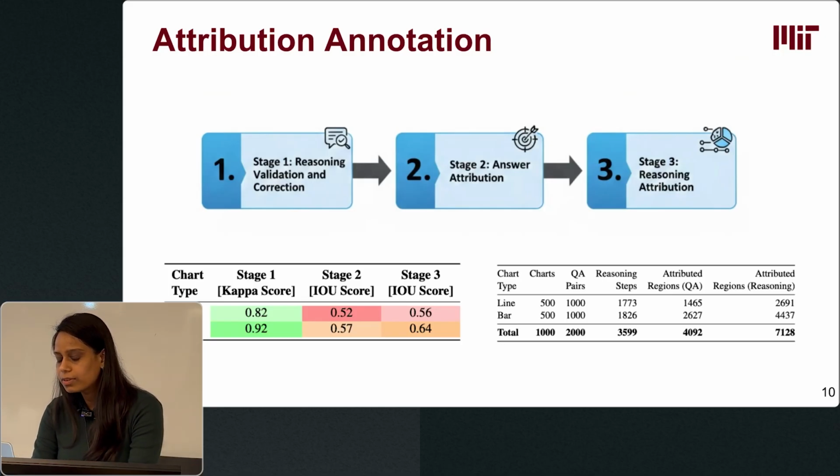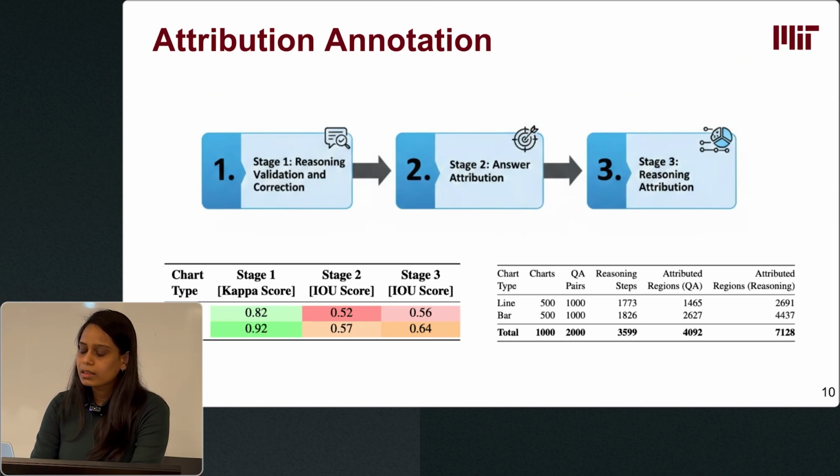So the data set that we created was 500 line and bar charts paired with question answer pairs. It has reasoning steps, attributed question answering, and then reasonings were attributed as well.